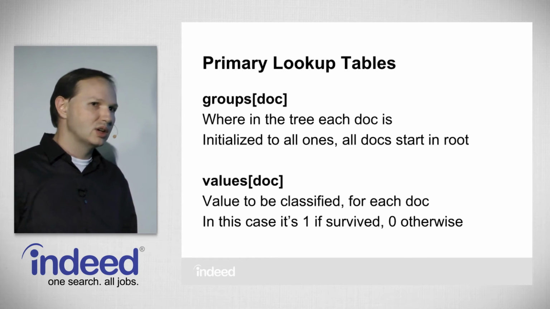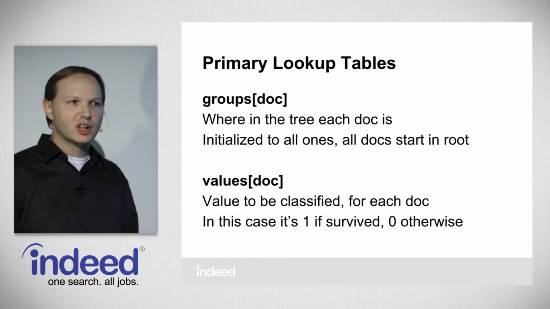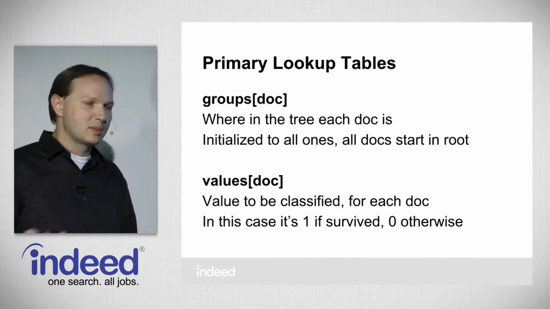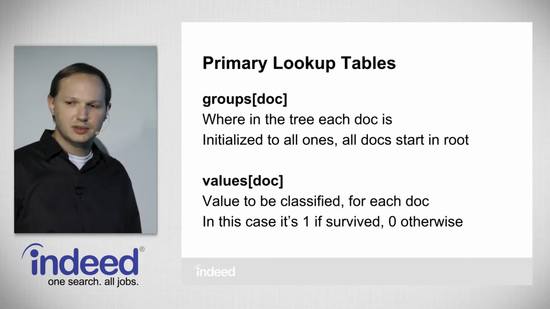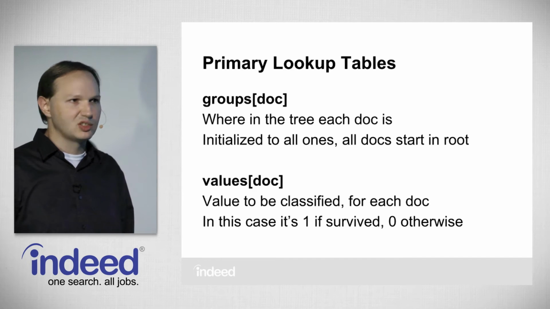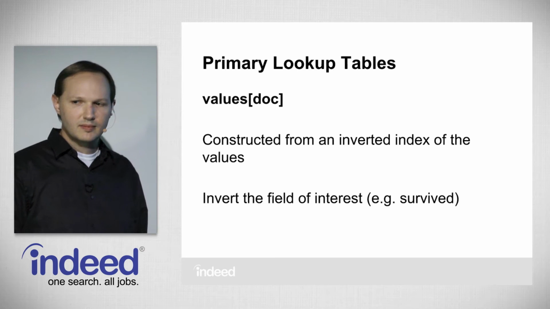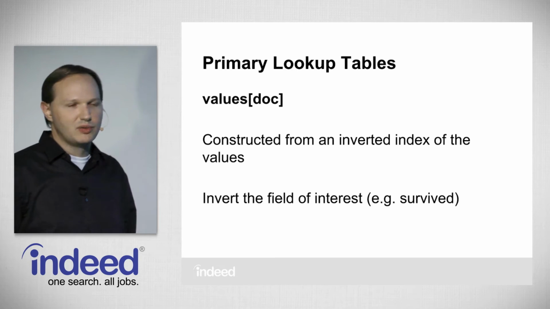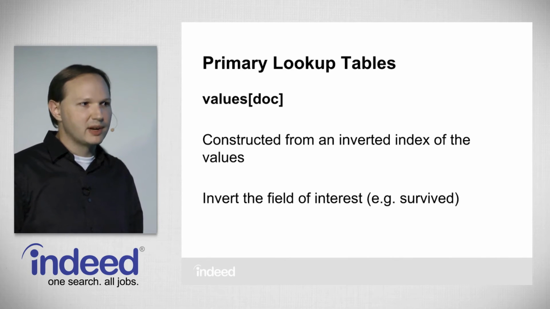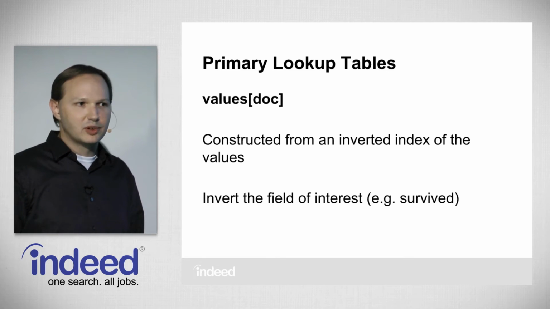So before I go into the pseudocode for this, we need a little bit of preparation. We need a fast way to look up where each of these passengers are in this tree that we're building. We're going to call that the group lookup table. It's initialized to all ones, because remember, all the passengers start at the top together. We also need a way to quickly look up the value we're trying to predict, which in this case is whether they survived or not. We can actually construct this values array off of that inverted index so that we don't have to keep multiple data formats. But that's a topic for a future talk.